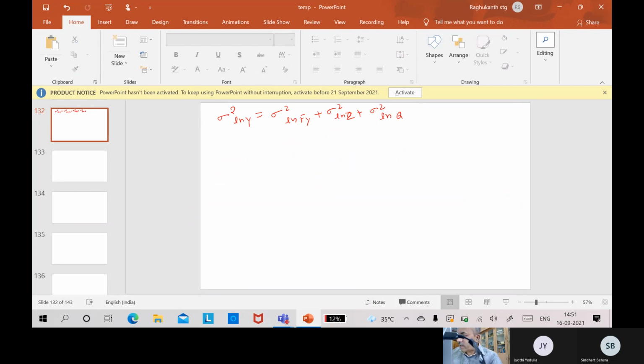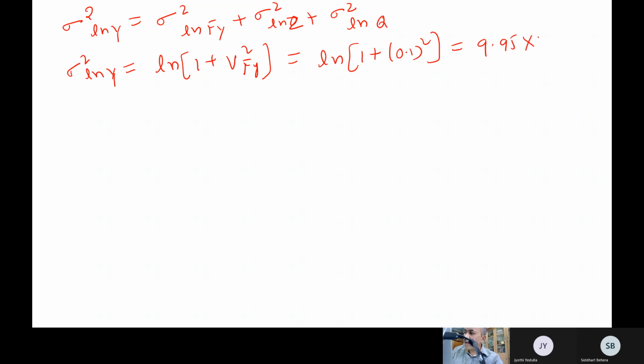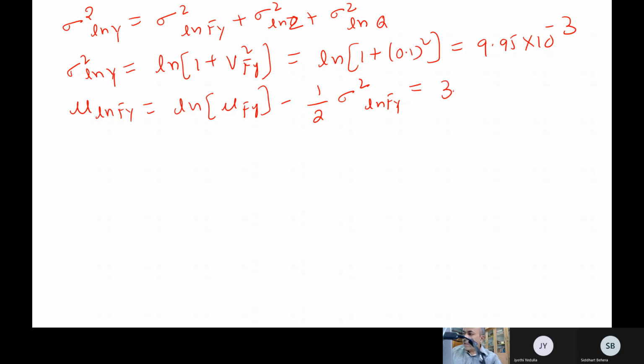So the sigma square of log of fy: other things you can easily find out. It is log of 1 plus vfy square, that is, log of 1 plus 0.1 whole square. This turns out to be 9.95 into 10 to the power of minus 3. And then the mean of log of fy is log of mu of fy minus 1 by 2 sigma square, the same expression, sigma square log fy. This turns out to be 3.68.